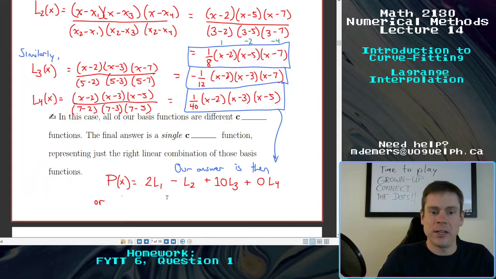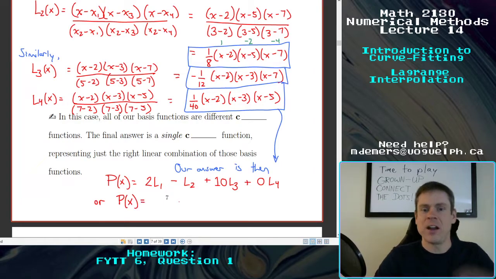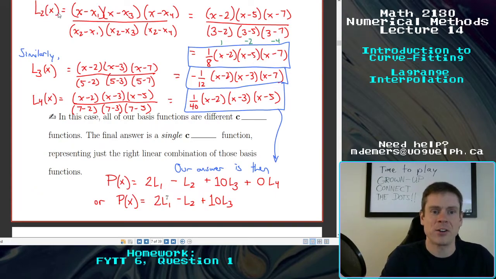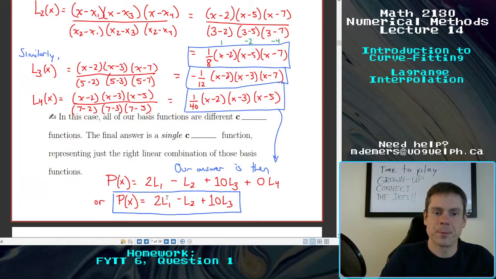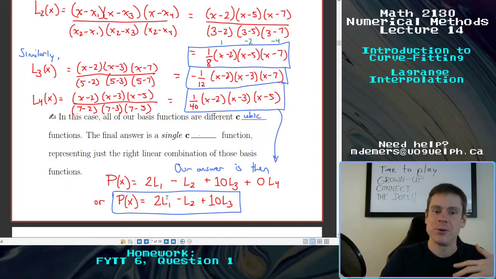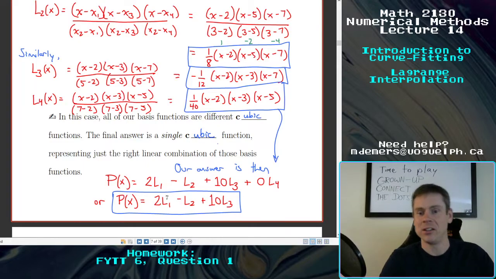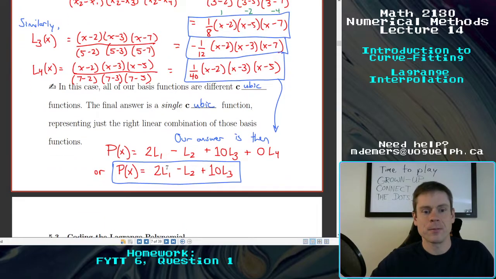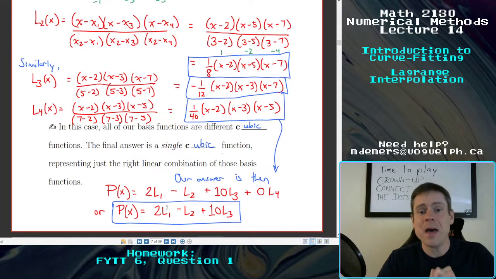You could write this all out if you wanted to, but it's fine if you have everything out on the page. I'm fine with you presenting your final answer in this sort of way. Notice that because L4 has a height of 0, it doesn't even factor in, and you could finish just like this. Okay, so all of our different basis functions are different cubic functions, as I was saying before, and the final answer is a linear combination of those, which then presents itself as a single cubic function. Okay, so that pretty much puts it together.